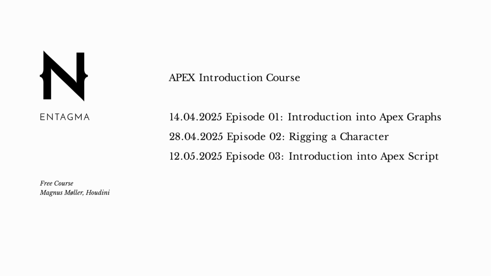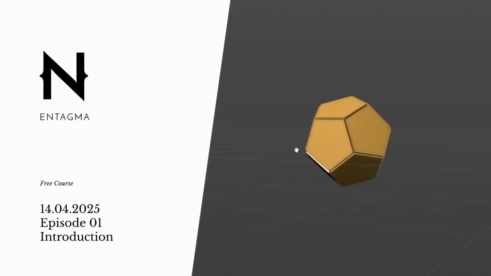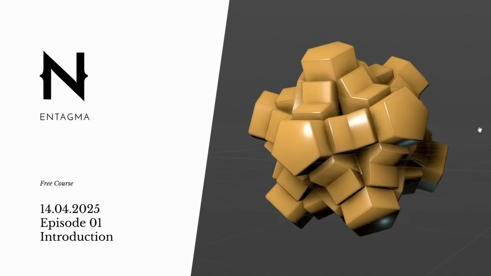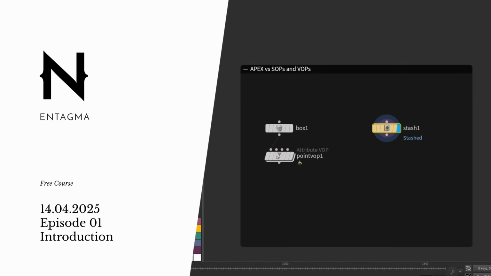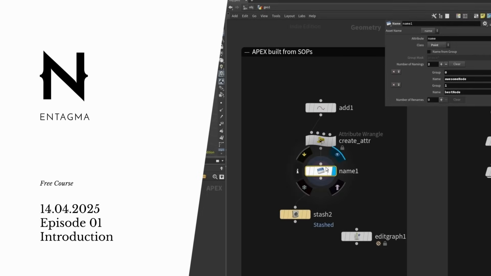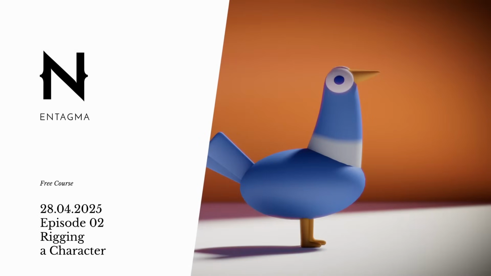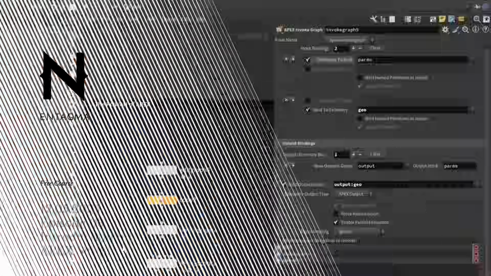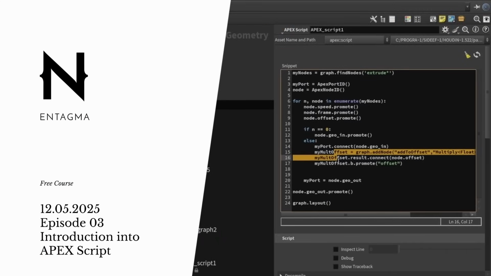So let's talk schedule. For now, this will be a 3-part series that will publish in a typical bi-weekly schedule entirely for free here on YouTube. It'll provide the fundamental know-how of how Apex works so that you can eventually build your own tools and setups from scratch. In this first video, Magnus will guide you through creating your first Apex graphs and do a little deep dive into how Apex works and how it differs from SOPs. In the second video, you'll learn how to rig your first character in Apex, and in the third video, Magnus will give you your first intro into the deep world of Apex script.